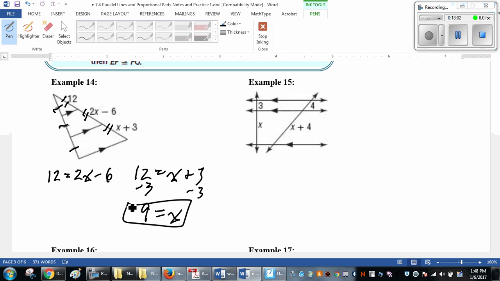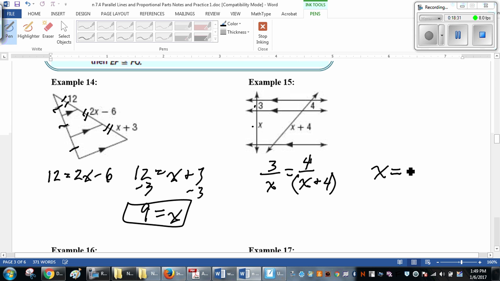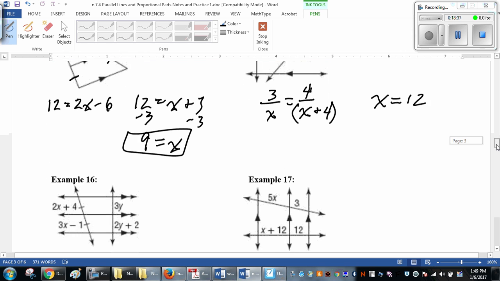Next one. This looks kind of weird, but again, look at the pieces here, guys. Parallel lines, piece, piece. Set up my proportion. 3 is that top piece over x, kind of same side or same transversal in this case. 4 is the top piece. X plus 4 goes on the bottom. That's it. Cross multiply and solve. Remember, before you cross multiply, put that in parentheses so you remember to distribute your 3. Pause it, solve that, check your answer. Should get x equals 12. Pause that if you need more time.